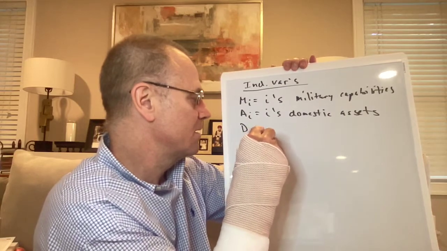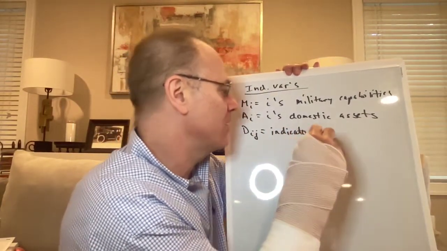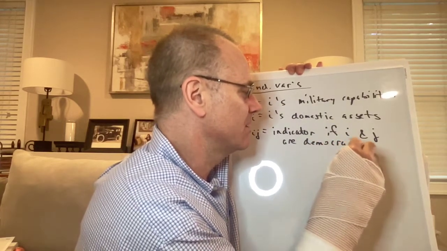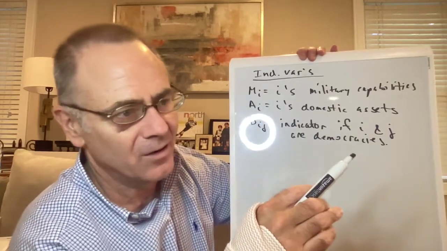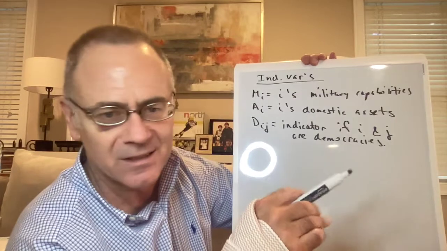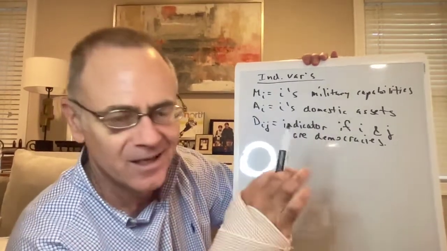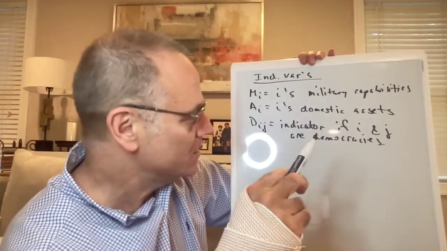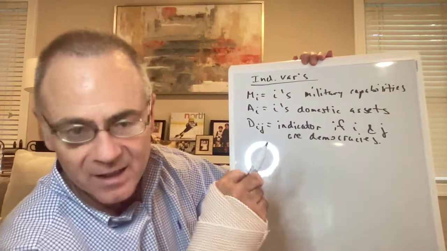D_ij equals an indicator if i and j are democracies. In the international relations literature, there's a huge empirical regularity called the democratic peace: if two countries are democracies, there are almost zero cases in the last 100 years where they've gone to war with each other, maybe ever. So Signorino says we have to somehow account for that. D_ij is an indicator, so the data is pairs of countries. If the two countries i and j are both democracies, then D_ij equals 1, and 0 otherwise.